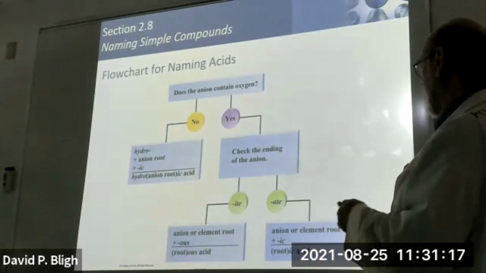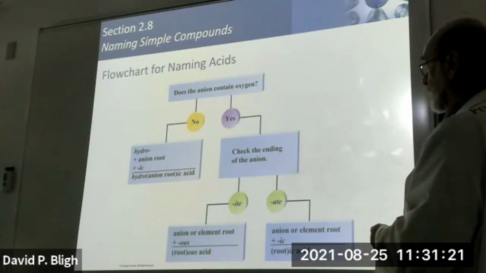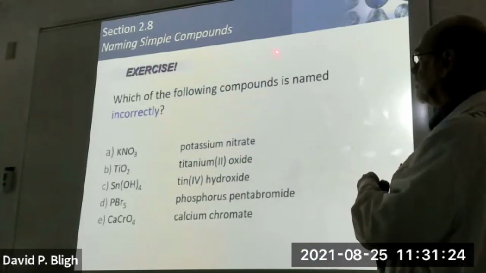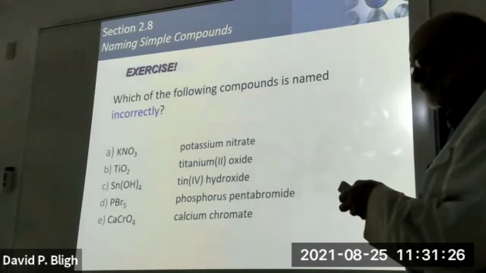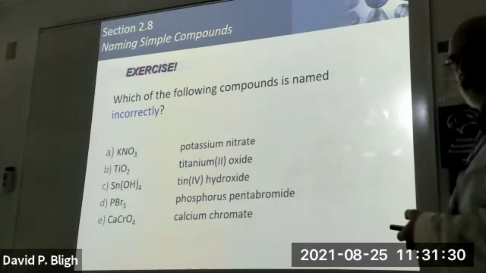Okay, naming acids. If you like flow charts, there you go. This came straight out of your textbook, or at least that edition of the textbook. Okay, which one of these is named incorrectly?